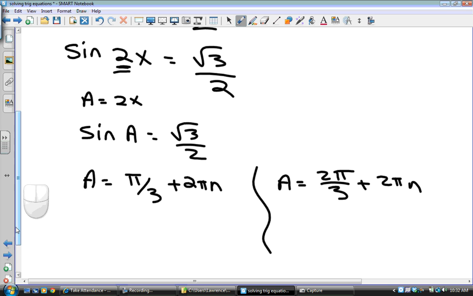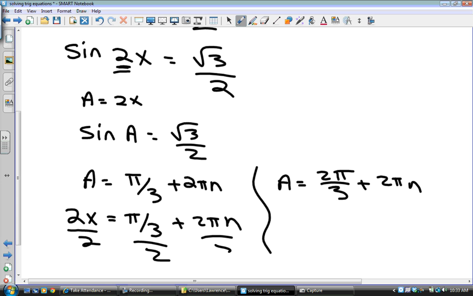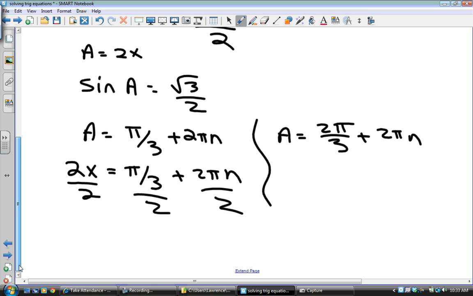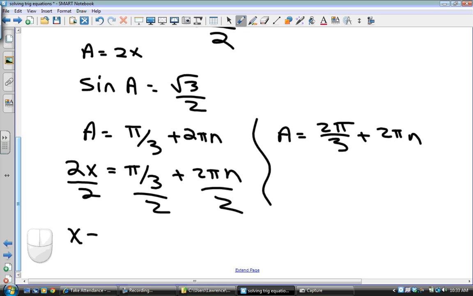2x. Okay, so we get 2x equals pi over 3 plus 2 pi n. Okay, so we would need to divide by 2. So we get x equals, this will give me pi over 6.